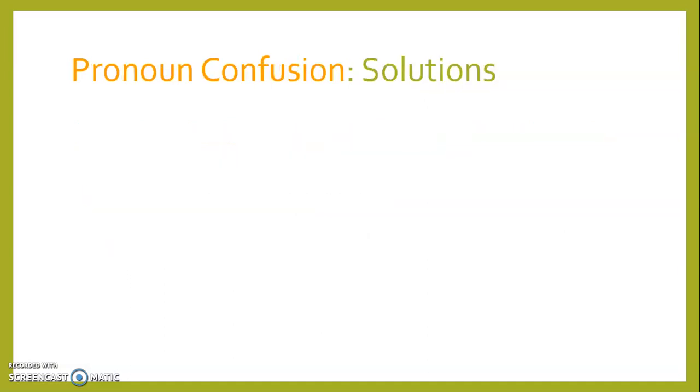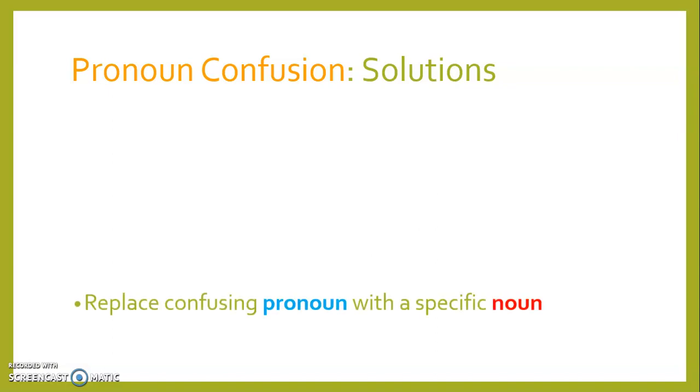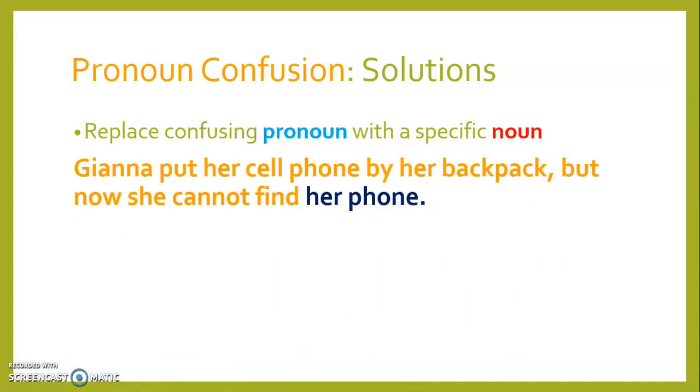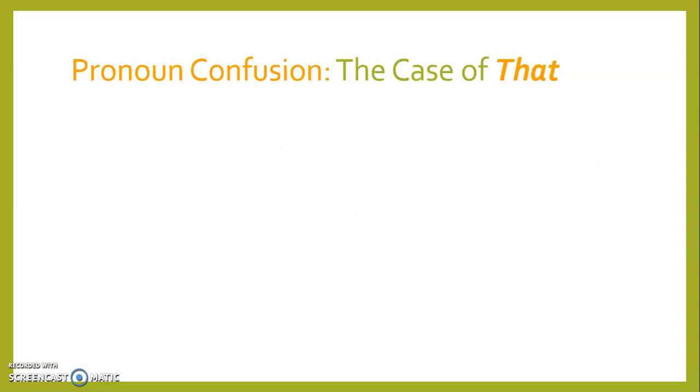So how do we solve that problem? Here's one general rule that works with most cases of pronoun confusion, but not all of them. Still, it's a really great rule to be familiar with. Just replace the confusing pronoun with a specific person, place, thing, or idea. For example, Gianna put her cell phone by her backpack, but now she can't find her phone. Oh, okay. So now we know it's her cell phone she was looking for and not her backpack. So that clears things up a bit. That's a great rule to follow in most cases.